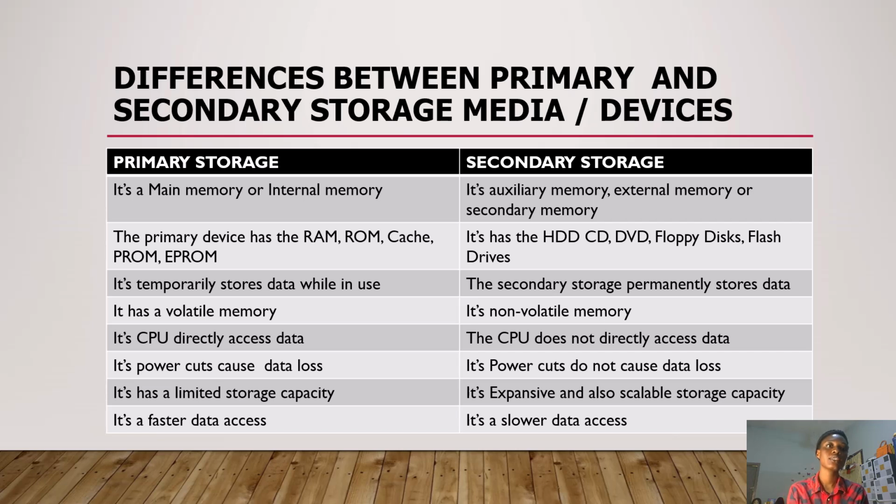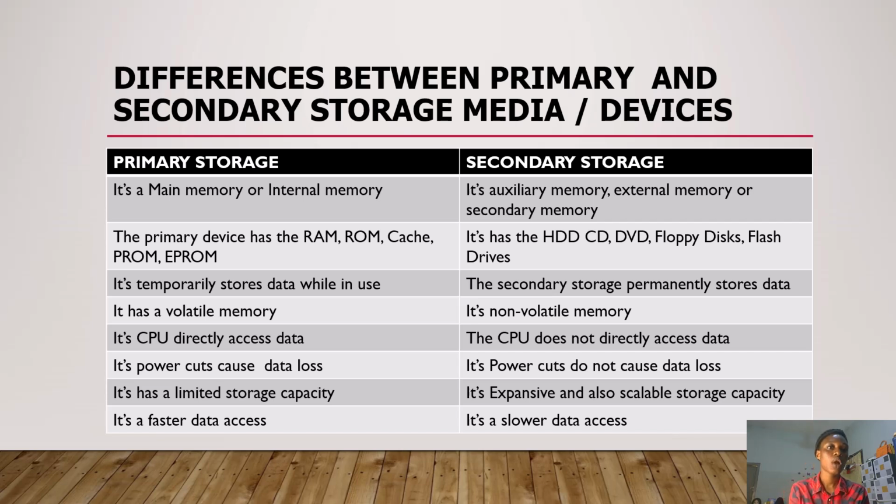And the second point is the primary device has the RAM, the ROM, the cache memory, the PROM and the EPROM. And the secondary storage has the HDD, the CD, the DVD, the floppy disk and the flash drives.